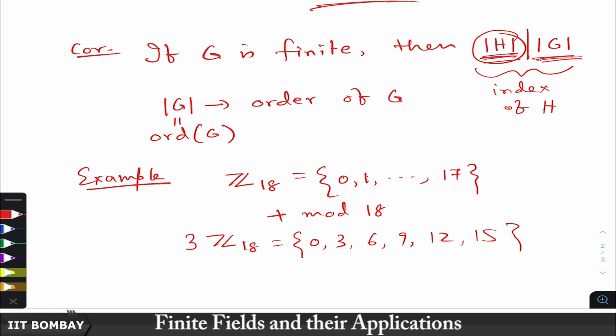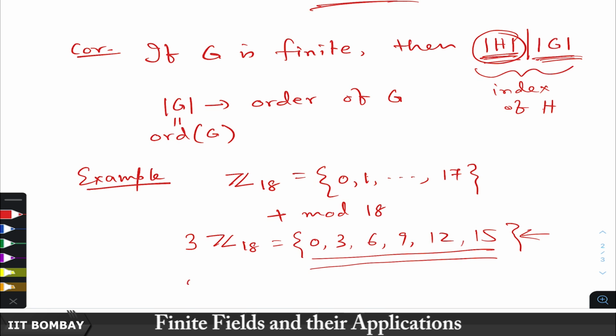This is a subgroup, and how many elements are there? It has 6 elements. So, how many cosets are there? It has 3 cosets. 3 times 6 is 18. So, there are 3 cosets. You can add 1 to these elements and you can add 2 to these elements, and you will get 2 other cosets other than this itself. The subgroup itself is a coset, then you get 2 more cosets.